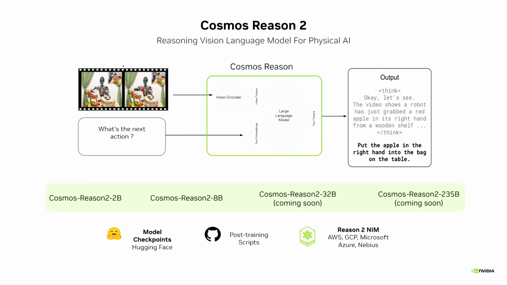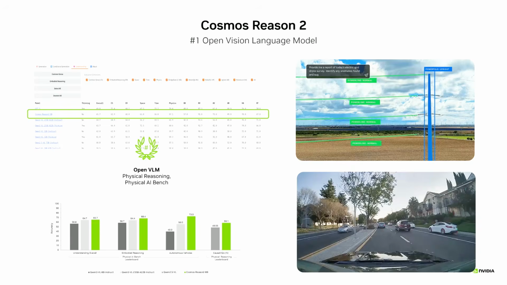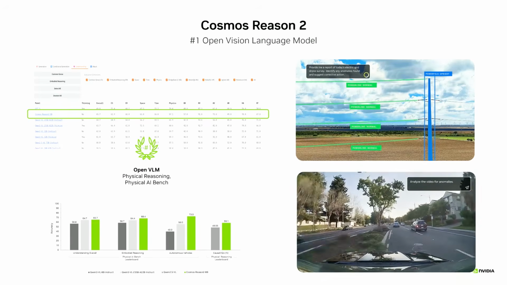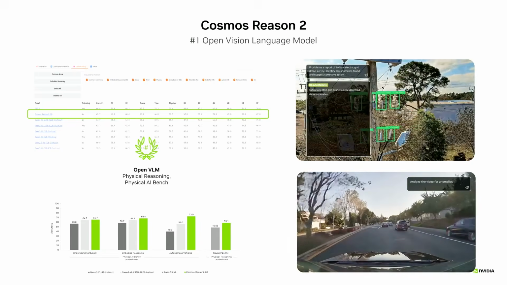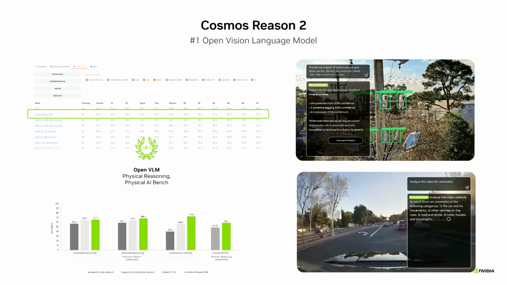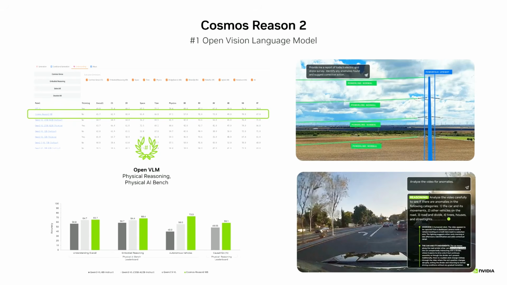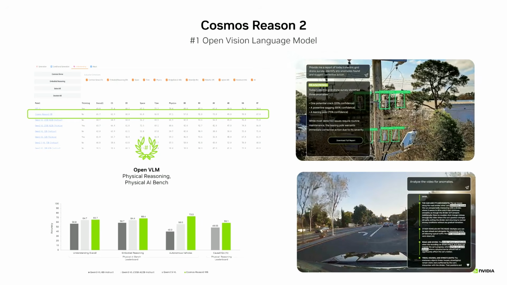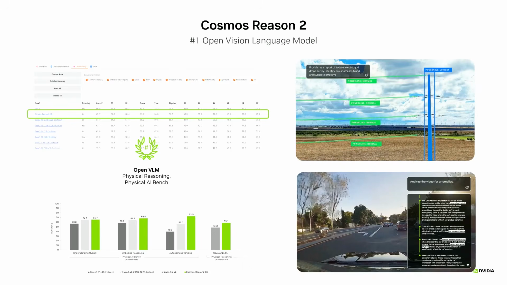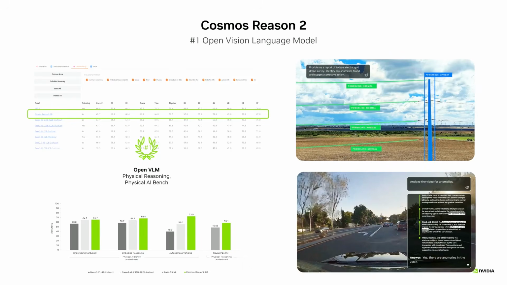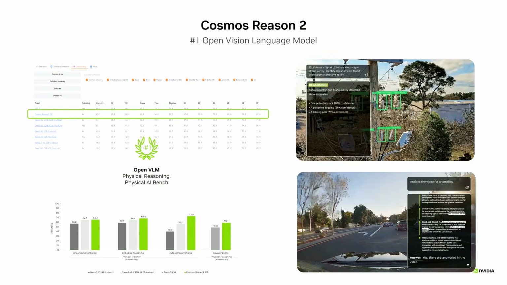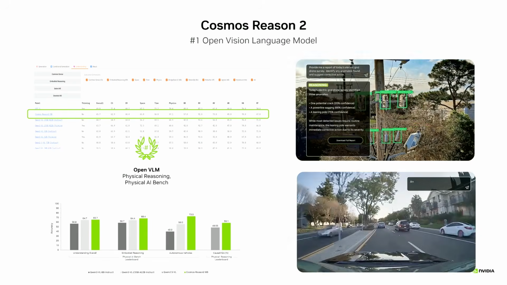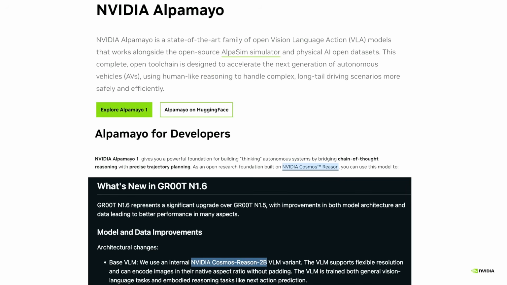All the checkpoints are available on Hugging Face, also with the post-training script. It's currently ranked #1 on the open visual language model benchmark in 2 benchmark datasets. It can be used to analyze what happened in a video. The first one is to see if there's a potential danger in the power grid. The second one is to make sense of what happened in a driving video.